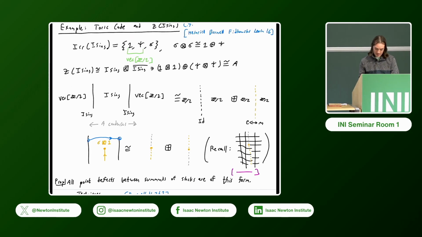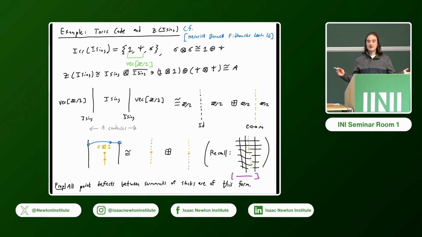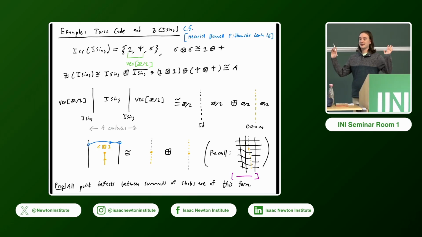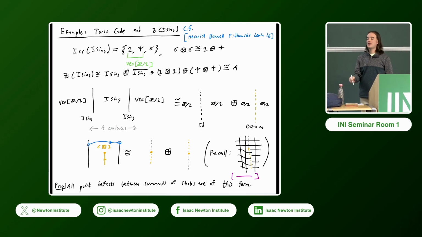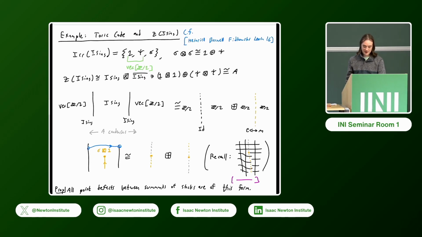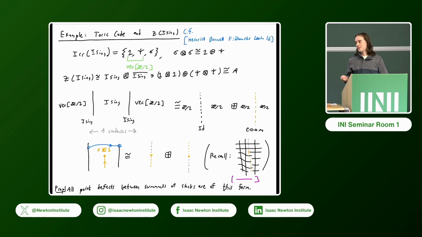And all point defects between summands of composite domain walls arise in this way, by trapping anyons in the middle strip. This is not so hard mathematically. It's a proposition I proved in joint work with Bernal, Pennies, and Jones. Although maybe it's been known earlier, especially in the unenriched case, I'm not sure.